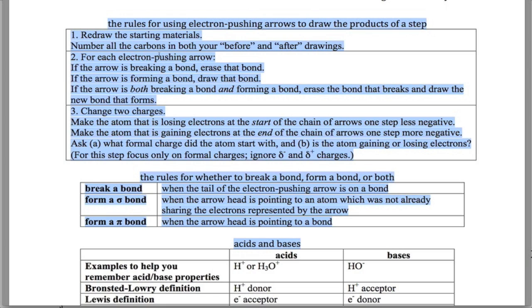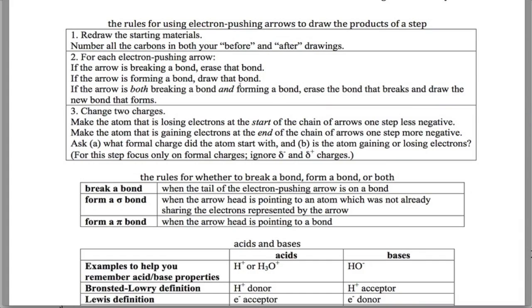Okay, so here in that handout, these are the rules that we were just going over. So these should be memorized. I think a lot of students don't realize that there are rules for using electron-pushing arrows. They seem to think that they need to memorize the products of every step. But we don't need to memorize it. We can figure out the product by using these rules for the electron-pushing arrows.